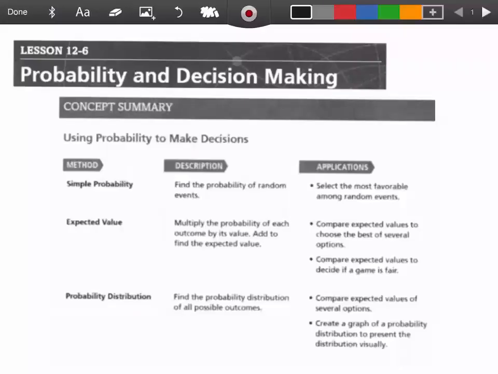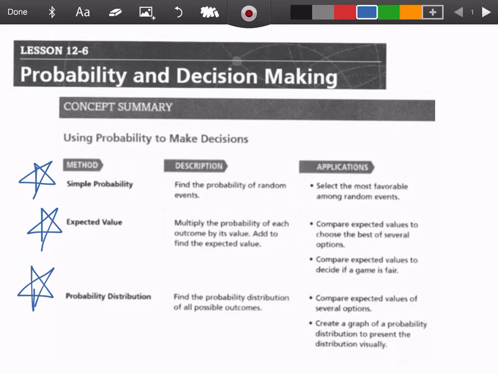Today we are starting our last section of the year, 12.6, and it is on probability and decision making. So the good news is all of these things you have seen before. We've seen simple probability before. We have seen expected value before, and we've seen probability distributions.